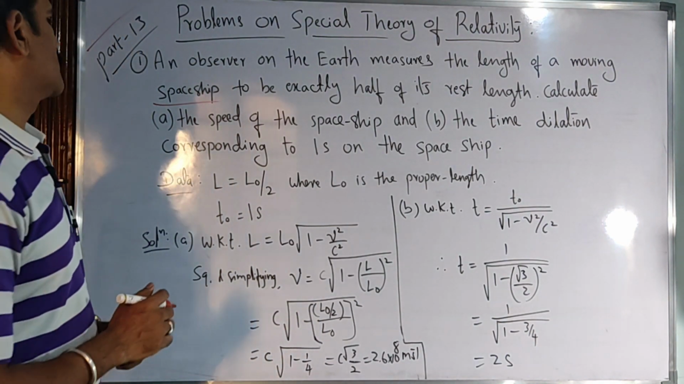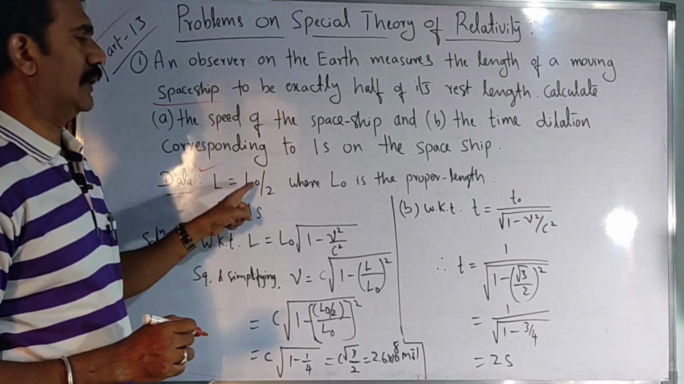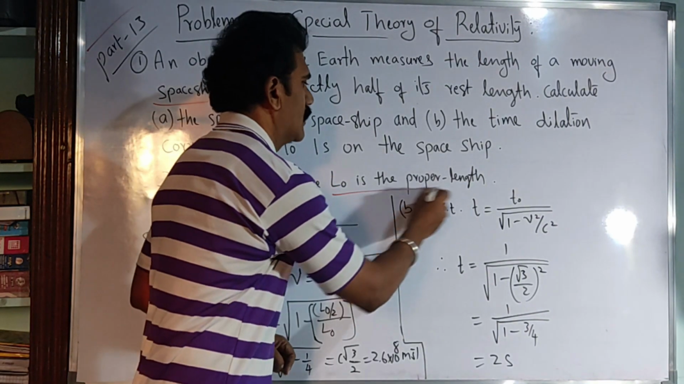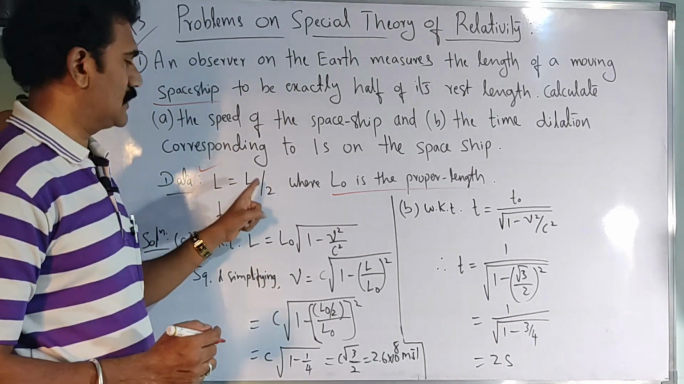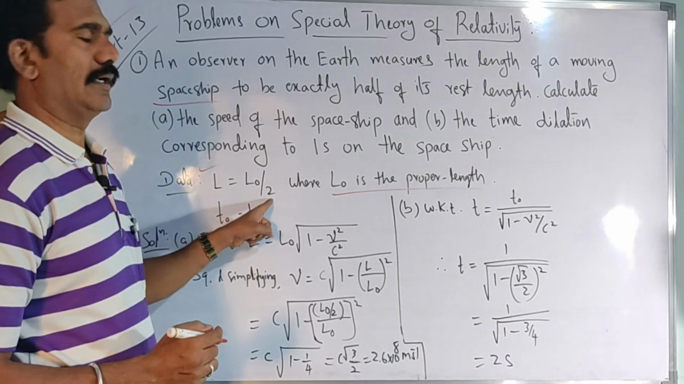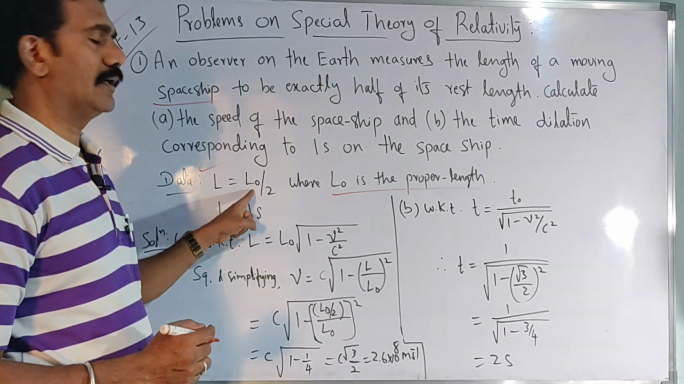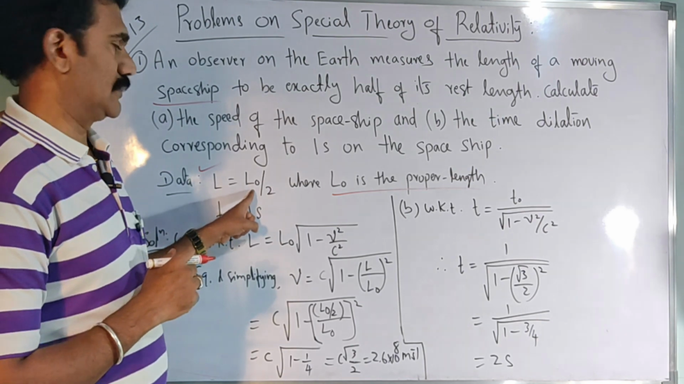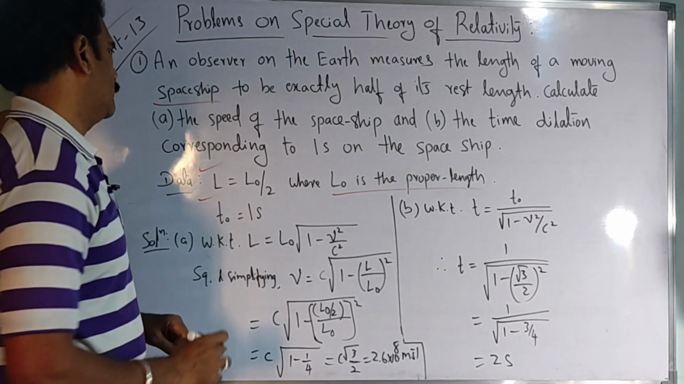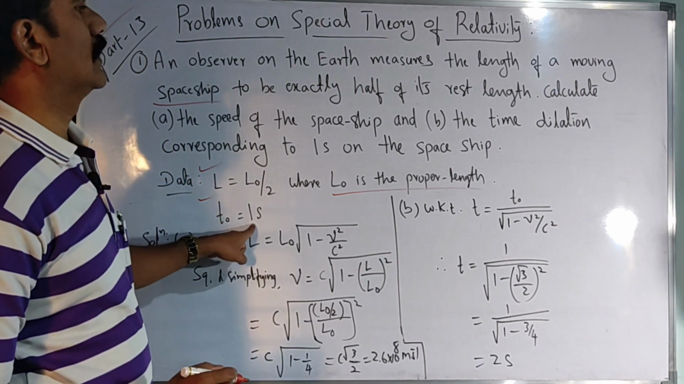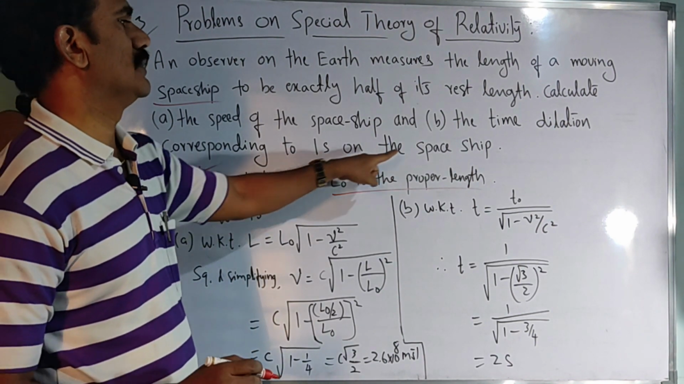Now let us see what is given in the data. L is equal to L naught by 2. If L naught is considered as the proper length according to the spaceship observer, then the earth observer finds it to be half of its actual length, L naught by 2. Because L and L naught are not equal according to the length contraction equation, here L is equal to L naught by 2, as given. And then time T naught is equal to 1 second. The time dilation corresponds to 1 second on the spaceship.